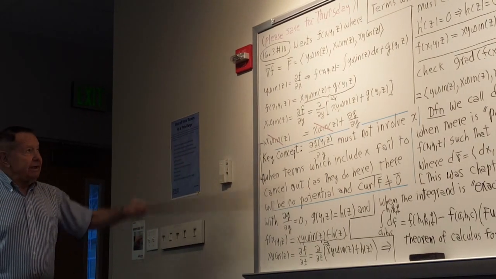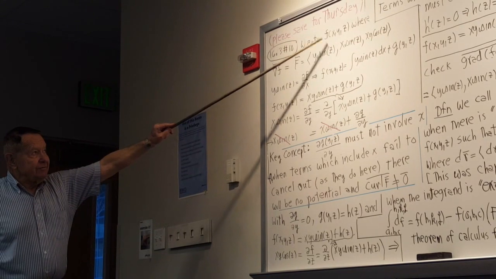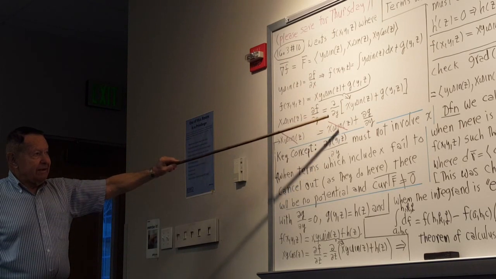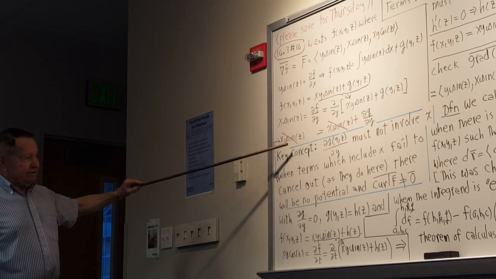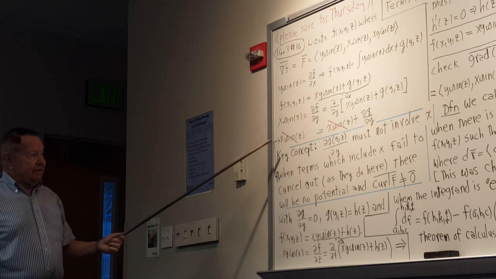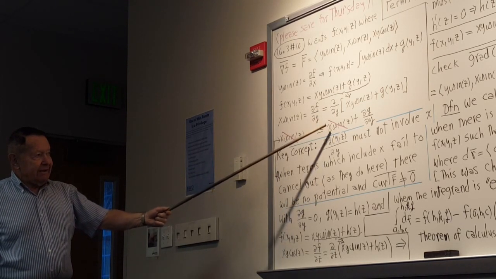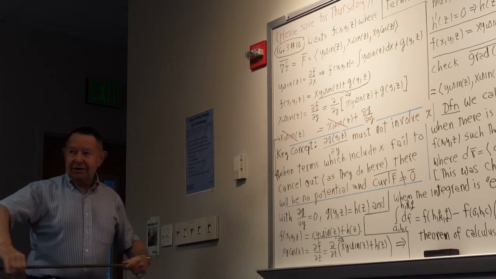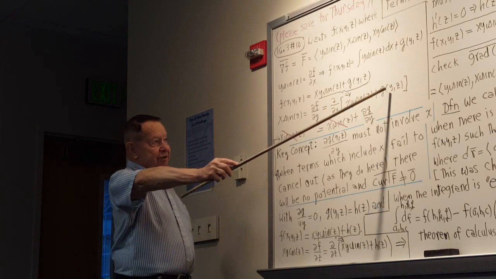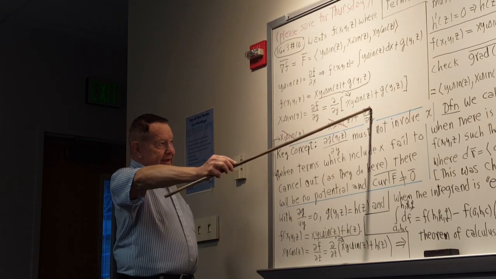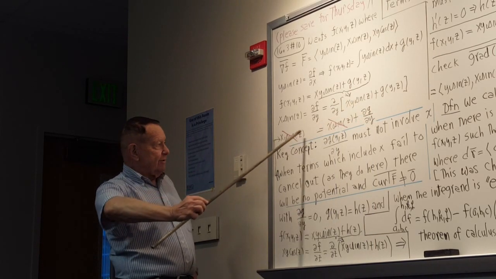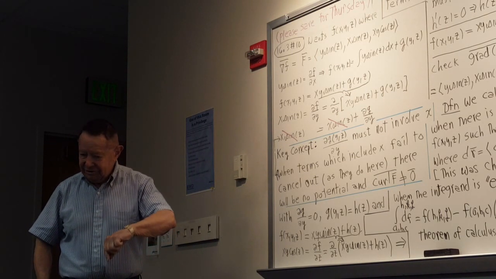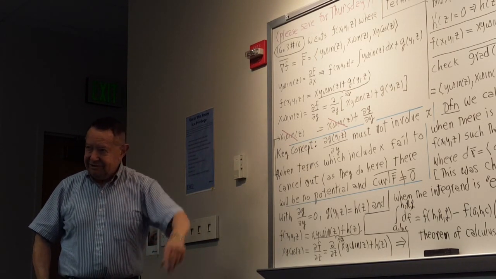If there's going to be a potential, in other words, that's if and only if the curl of this is 0, then this that you see is what always happens: on the left and on the right, the terms that do involve x cancel out. Because if g is to be a function of y and z only, its partial with y cannot involve any term with an x in it. If it has an x in it, it's not a function of y and z only.